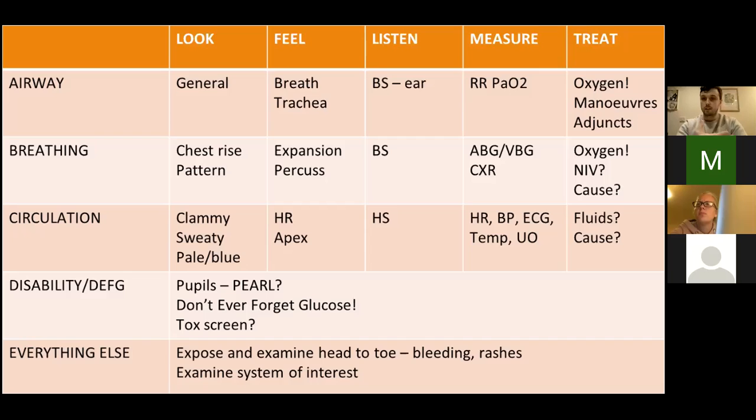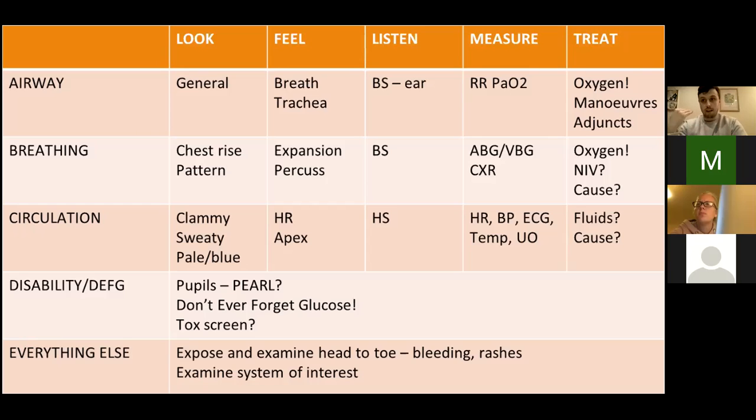Or you can listen with your stethoscope. You measure oxygen through respiratory rate and their stats, and then you treat with oxygen if you've got an airway concern or any airway adjuncts. And if there is an airway concern, it's always important to escalate and bring in as much senior help as possible.